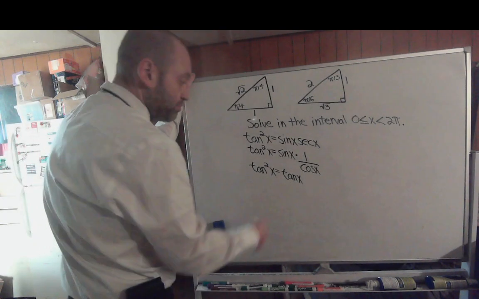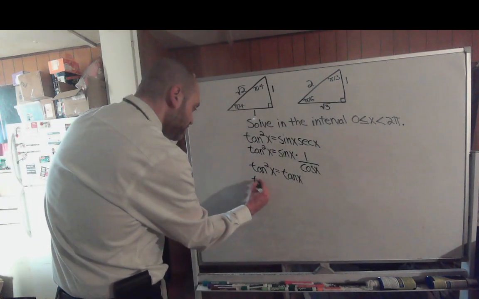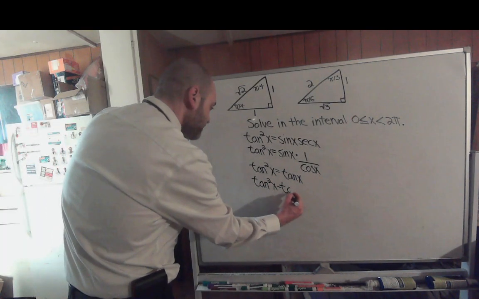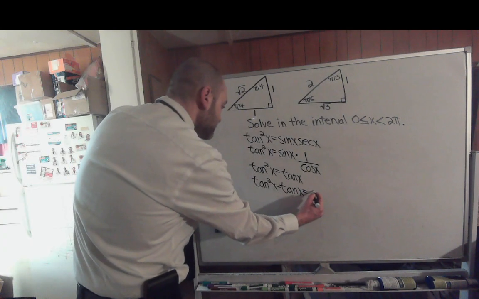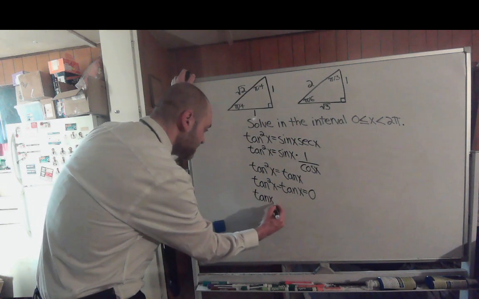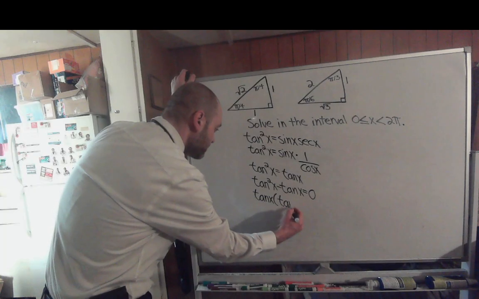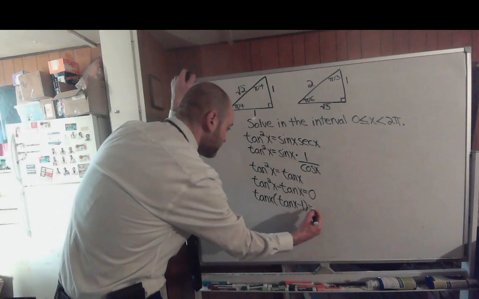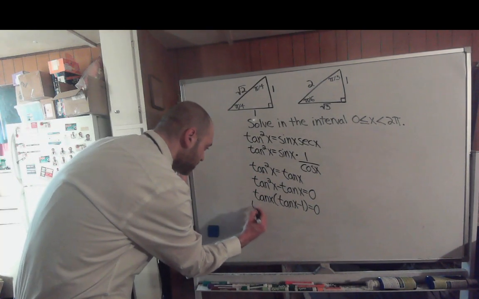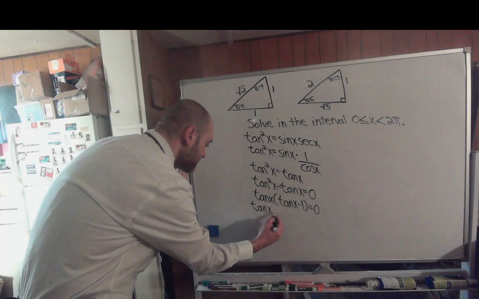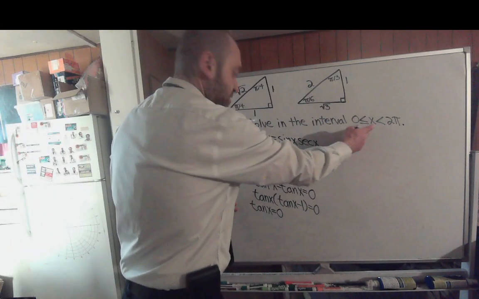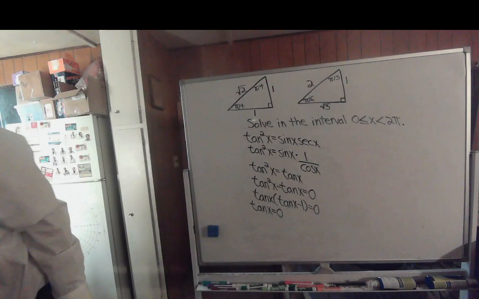So now we can make the right-hand side equal to 0. You'll get the tangent squared of x minus the tangent of x is equal to 0. This would factor into the tangent of x times the quantity of the tangent of x minus 1 equals 0. So now just set each of your factors equal to 0. So the tangent of x equals 0. So where in this interval from 0 to 2 pi does the tangent of x actually equal 0?